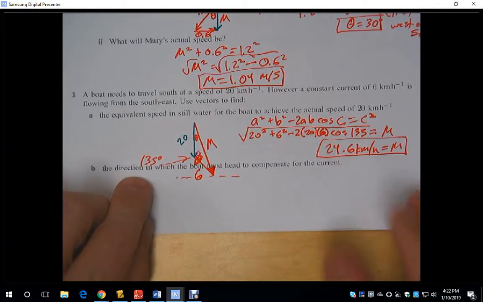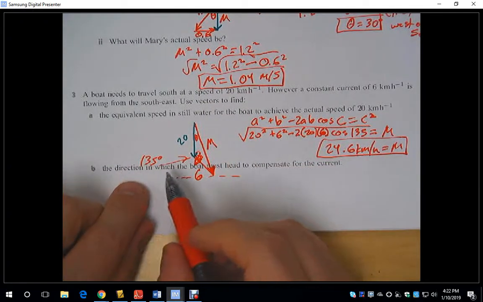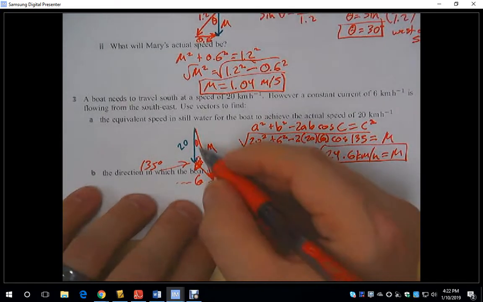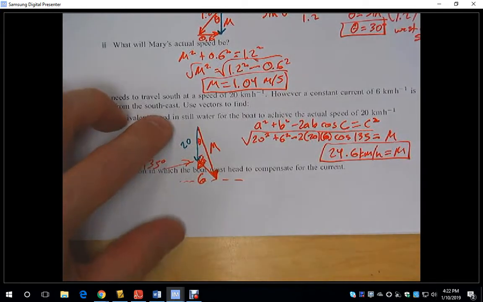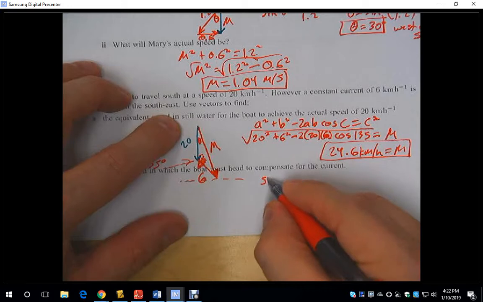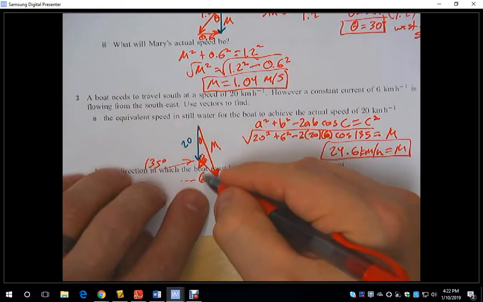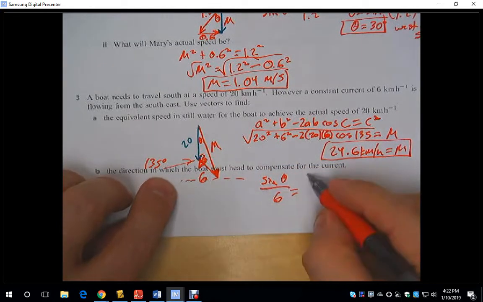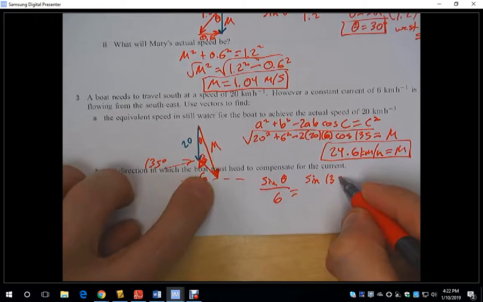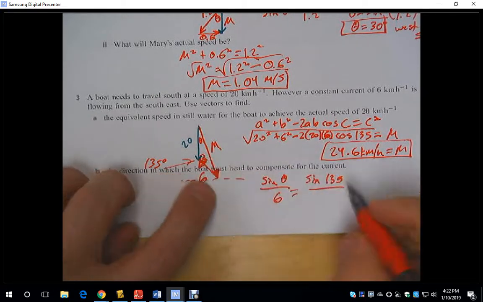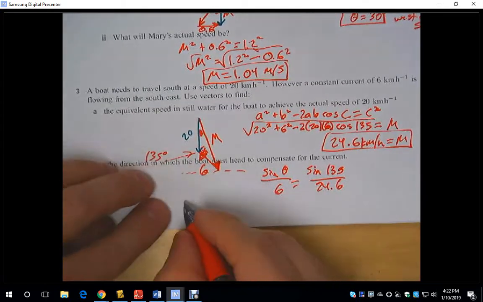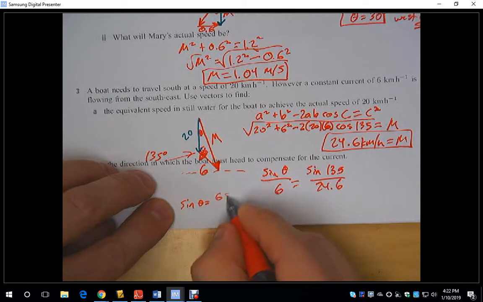Next one says we also have to use the vectors to find the direction in which the boat must head to compensate for the current. So I want to find this angle right here. Well, let's just use the law of sines. So I have sine of angle theta over the length of the opposite side, which would be 6, equals sine of 135 over the magnitude, the opposite length, which would be 24.6. I'm going to multiply both sides by 6 so that I get sine of theta equals 6 times sine of 135 over 24.6.